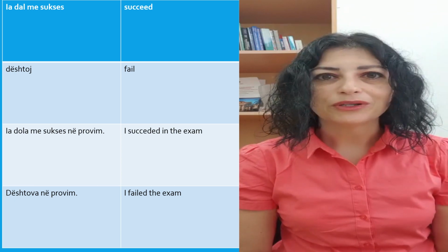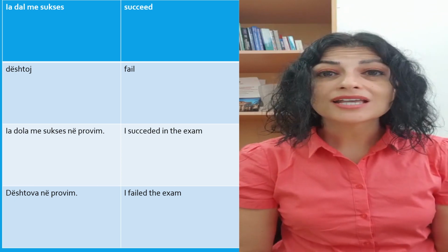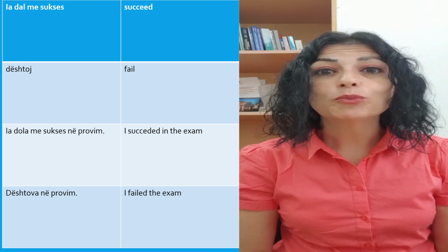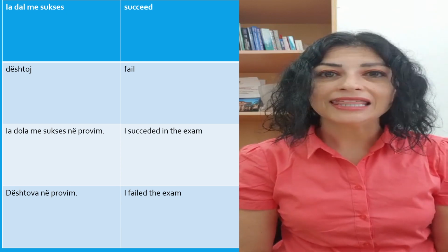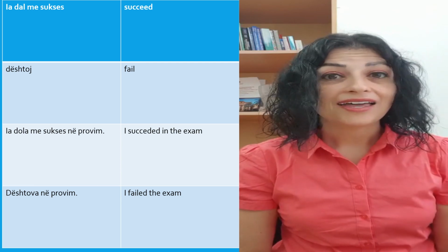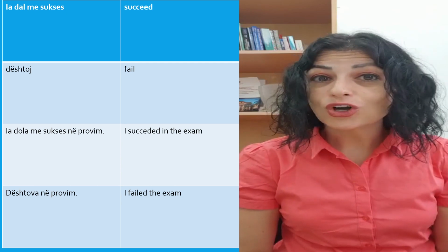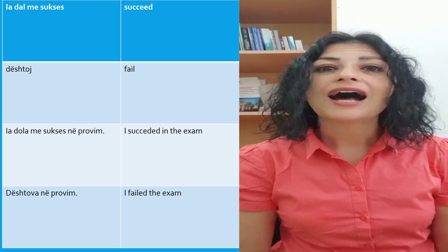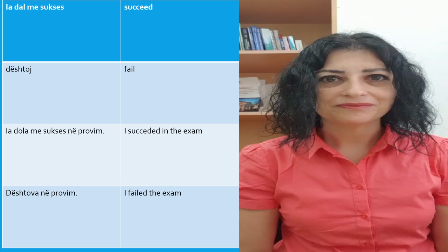Let's see an example. Ja dola me sukses në provim. I succeeded in the exam. And the opposite, unë dështova në provim. I failed the exam.